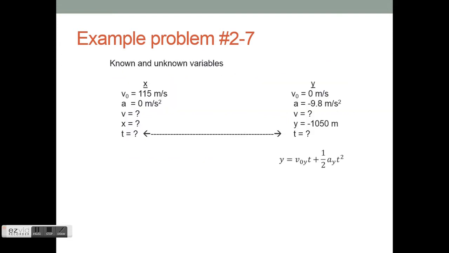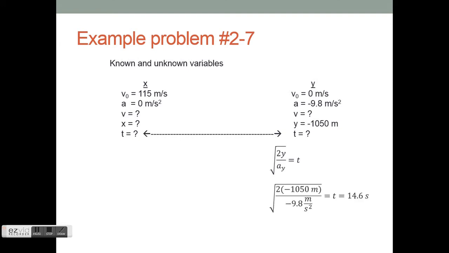Really, my first step here will be to try to solve for time. I have enough information on the y side of stuff to solve for time. The initial is 0, so y is equal to negative 1/2 at squared. Multiply both sides by 2 to get rid of the half. Divide both sides by acceleration, and then square root both sides. So I get the time it takes to fall is the square root of 2y over a.